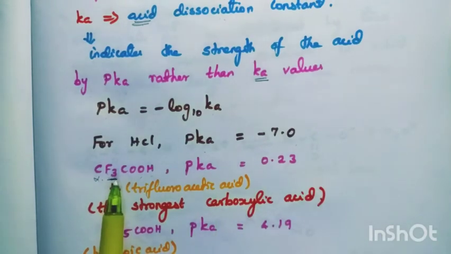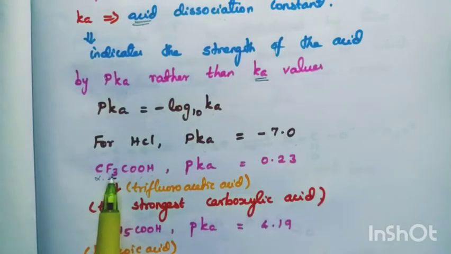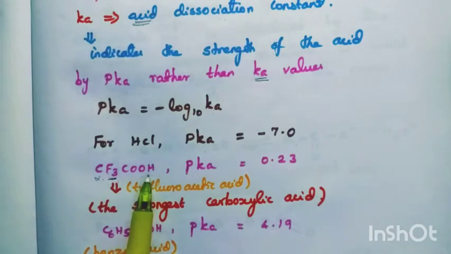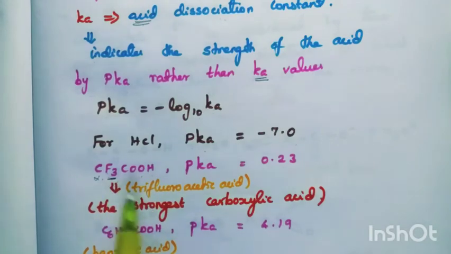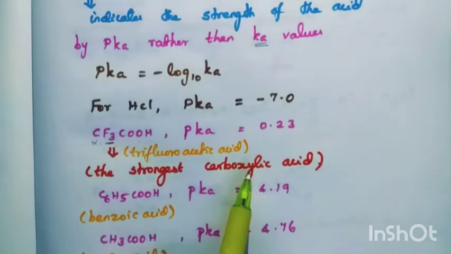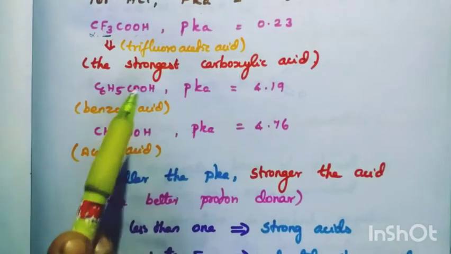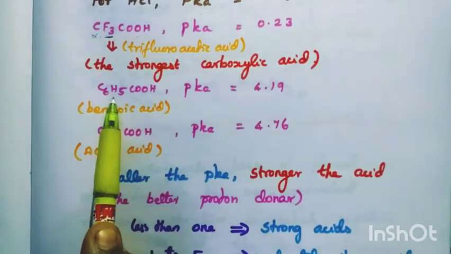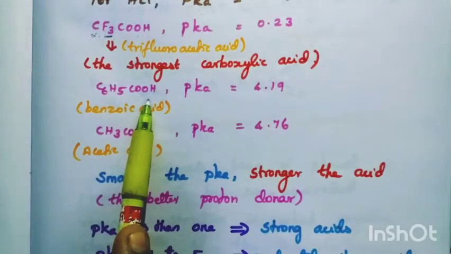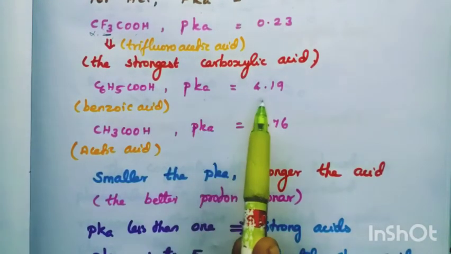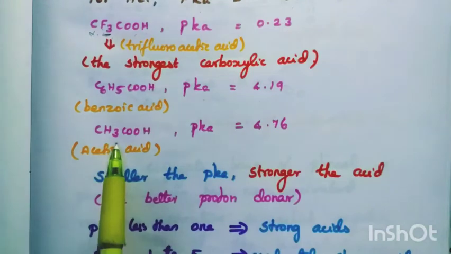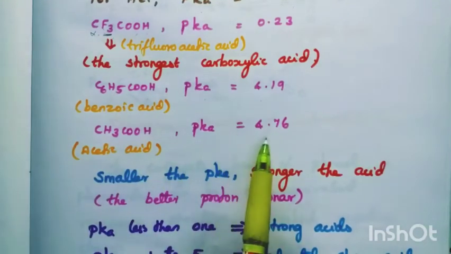Since fluorine is highly electronegative, it has a tendency to attract electrons from hydrogen, and H plus is easily removed. So it is the strongest carboxylic acid. If any electronegative atom is substituted, it is a strong carboxylic acid. Next is aromatic carboxylic acid, that is benzoic acid. Its pKa value is 4.19. Similarly, acetic acid pKa is 4.76.